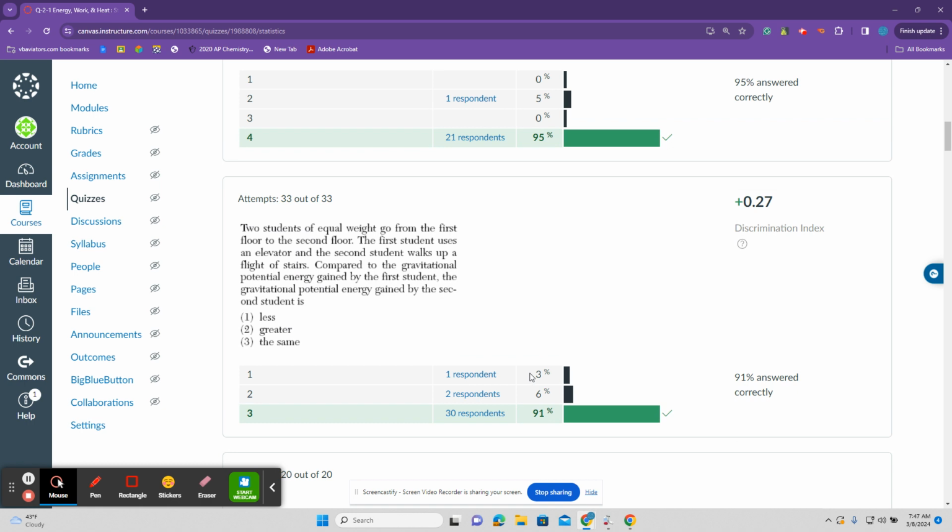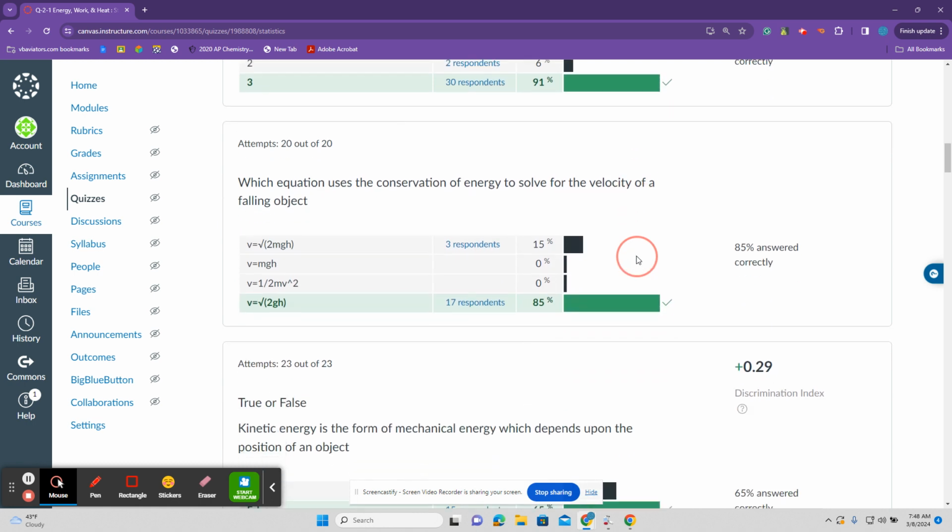2 students of equal weights go from the first floor to the second floor. The first student uses an elevator. The second student walks up the flight of stairs. Compare the gravitational potential energy gained by the first student. The gravitational potential energy gained by the second student is the same. Makes no difference. Now, they would have different powers. The reason they would have different powers is because it took different amounts of time. The rate of work would be different, but the works themselves are the same.